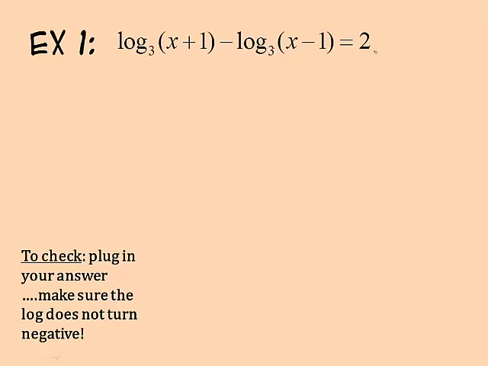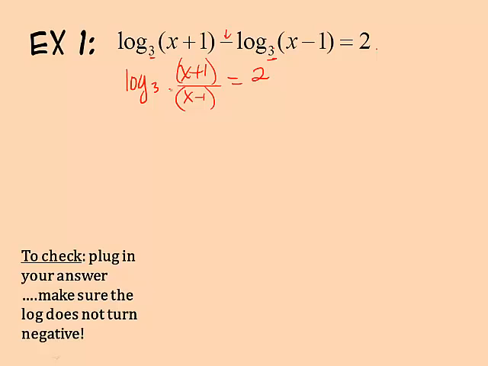1, 2, 3. The first two terms are logarithms with the same base, right? If they're logarithms with the same base, you can condense them either using product rule, quotient rule, or power rule. Well, since there's a minus sign, this should tell you it's a quotient rule. So I'm going to condense it to one logarithm and put the x plus 1 on top, x minus 1 on the bottom. And it still equals 2.